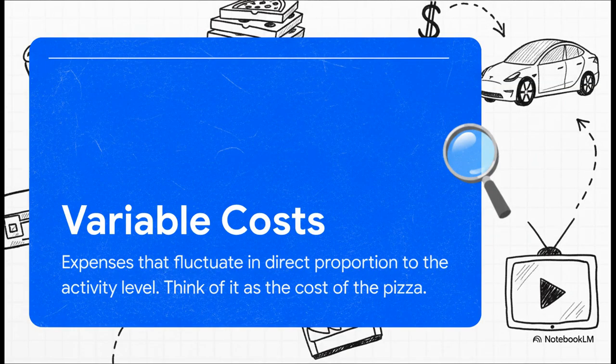And then you've got your variable costs. This is the easy one. It's the pizza. The more guests who RSVP, the more pizza you have to order. The cost goes up in direct proportion to your guests. For a business, this is the coffee beans for every latte, the raw materials for every widget you make. More sales means more of these costs.